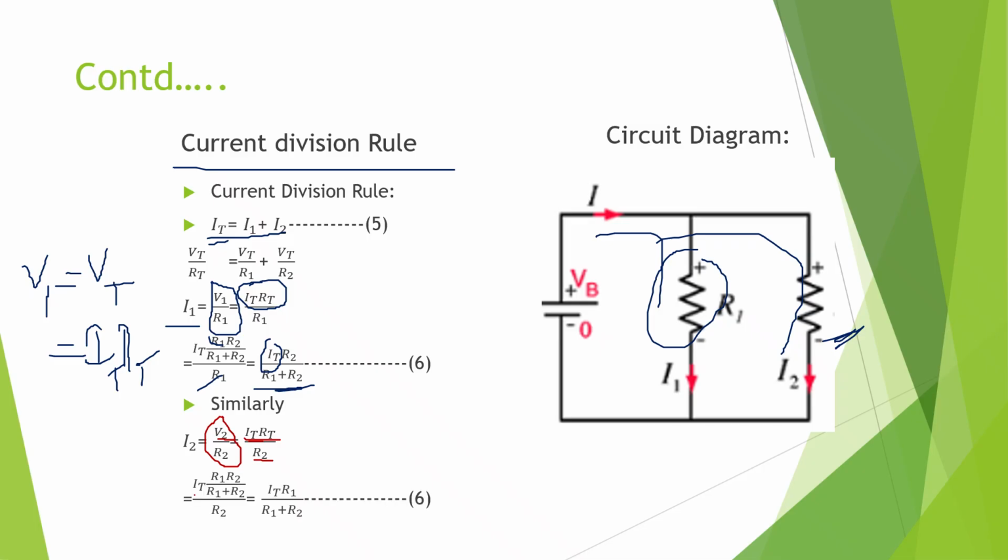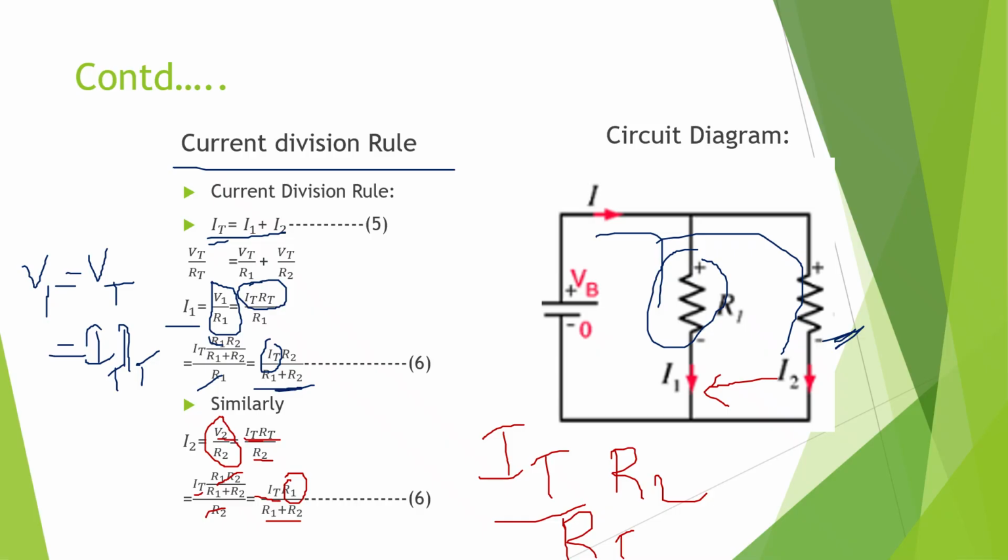And what is my RT here? R1 into R2 by R1 plus R2, divided by R2. R2 and R2 get cancelled. So it is the total current divided by the total resistor into R1. R1 is the resistor opposite to R2. So what is the current division rule? It is the total current by the total resistor into the opposite resistor. In voltage division rule, it is the same resistor.